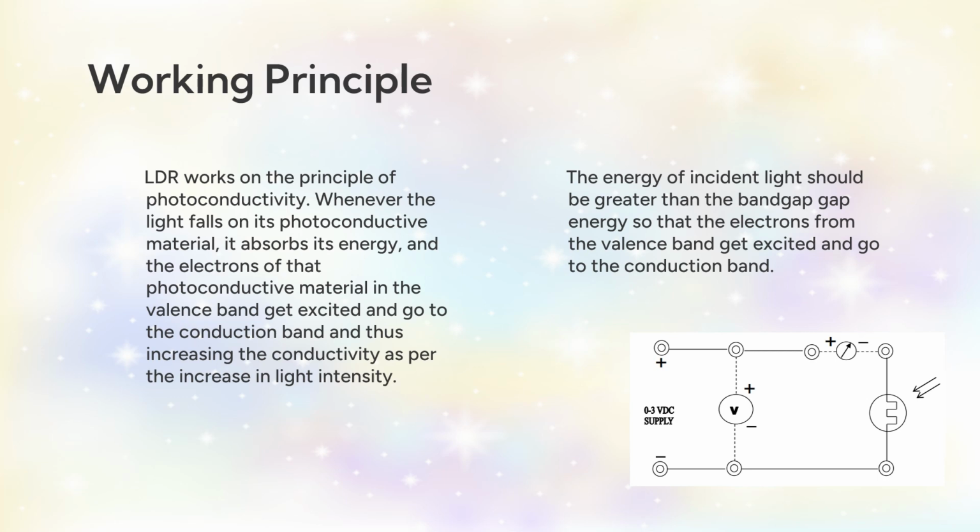Now talking about the working principle behind LDR. LDR works on the principle of photoconductivity. Whenever light falls on its photoconductive material, it absorbs the energy and the electrons of that material in the valence band get excited and go to the conduction band, thus increasing the conductivity as per the increase in light intensity. The energy of incident light should be greater than the band gap energy so that electrons from the valence band get excited and go to the conduction band. You can clearly see the circuit diagram of a basic LDR experimental setup in this diagram.